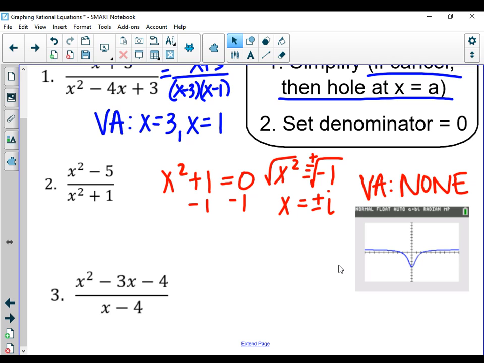If you notice, I don't have to pick up my pencil at all to draw the rest of this graph. There are no vertical asymptotes keeping me from continuing on what I'm supposed to be doing.